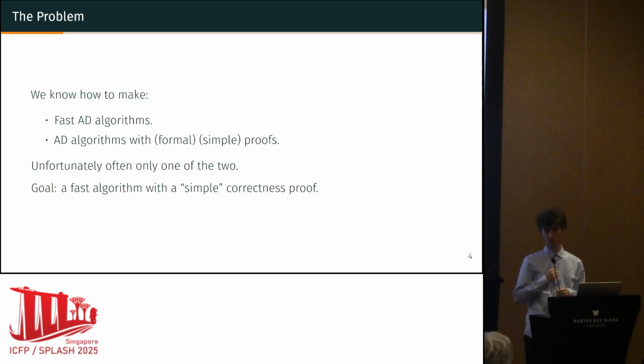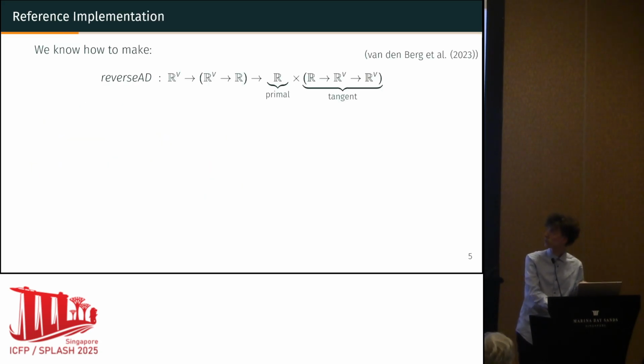Now, obviously, that means that for today, our goal is to write a fast algorithm with a simple correctness proof. On the topic of algorithms with simple correctness proofs, we already know how to make those. And in particular, we know how to make this one, reverse AD, which, like all AD variants, computes the value of an expression or the primal and the derivative of the expression or the tangent simultaneously.